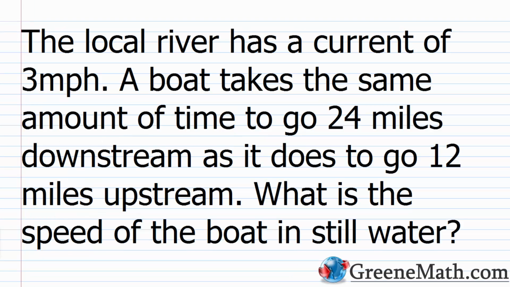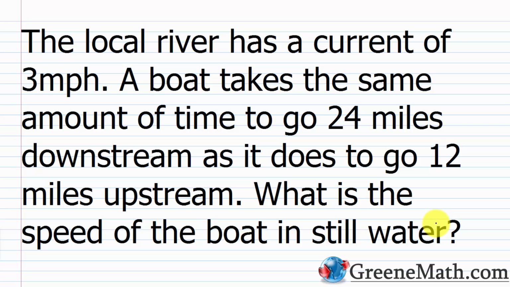All right, so let's go ahead and take a look at the first problem. So the local river has a current of 3 miles per hour. A boat takes the same amount of time to go 24 miles downstream, okay, that's going with the current, in case you don't know that, as it does to go 12 miles upstream. Upstream is against the current. What is the speed of the boat in still water? So it might seem like this is a difficult problem, but it's really not.